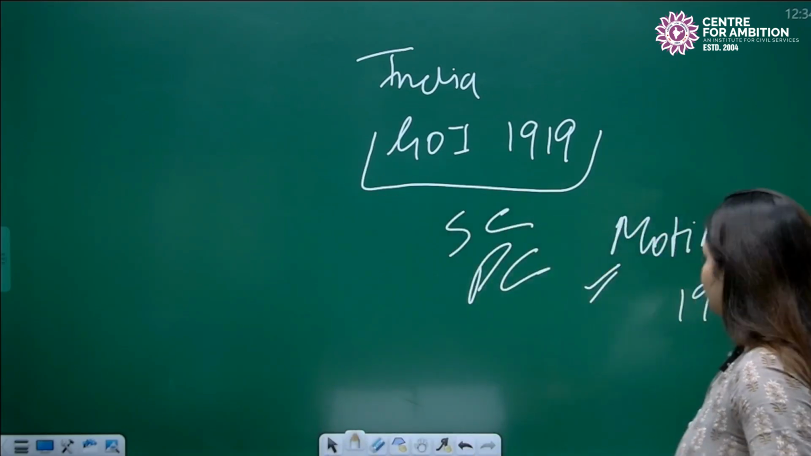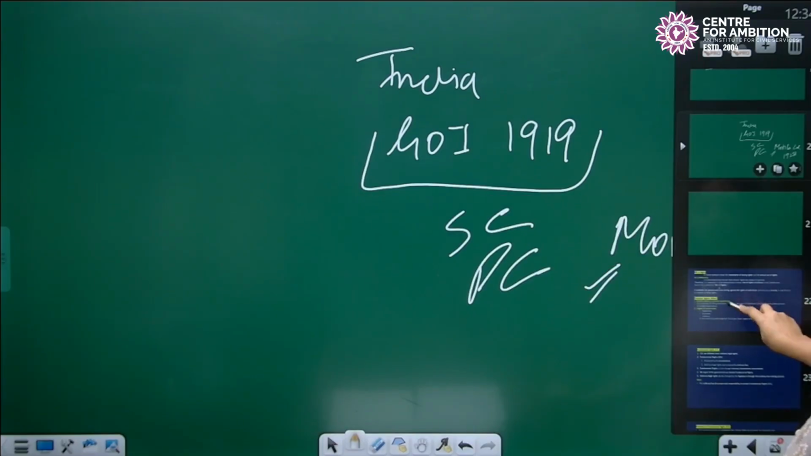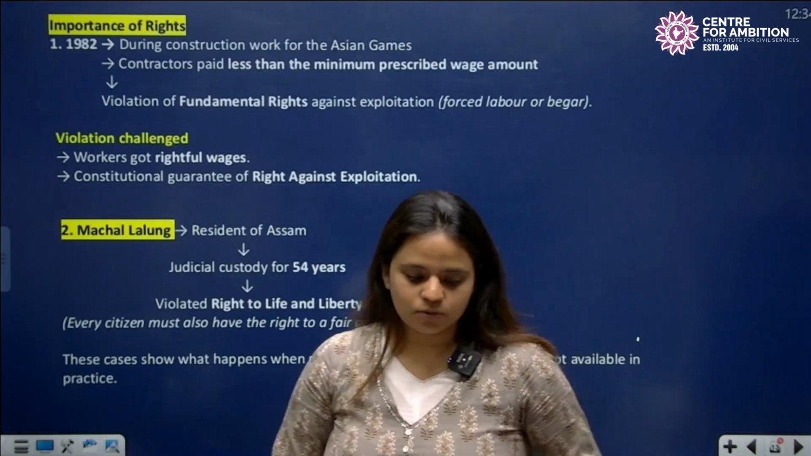Okay, now we can come to the example that was given by NCERT. So NCERT starts with two examples.